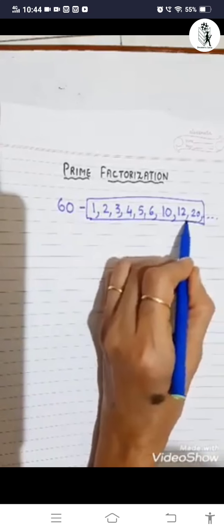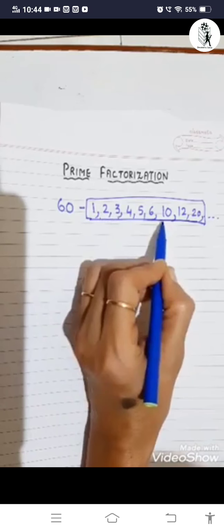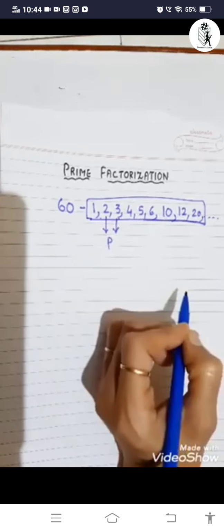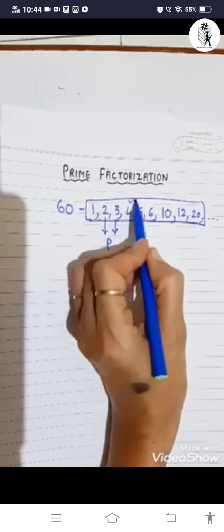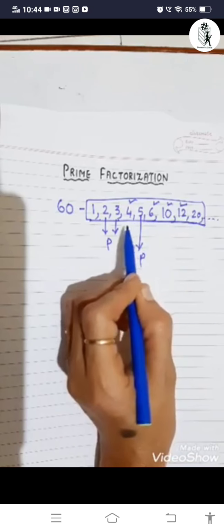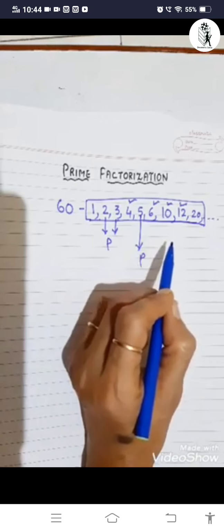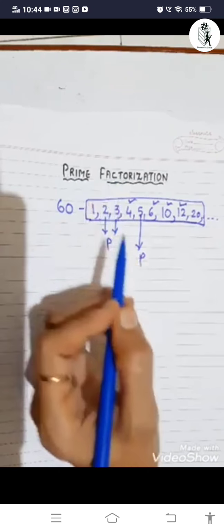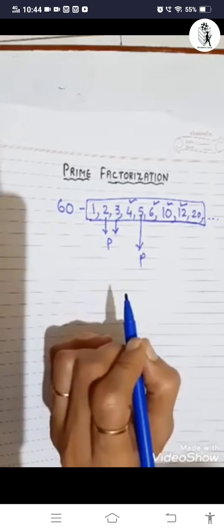Now simply talking about factors, these factors will be a mixture of prime and composite. Here 2, 3 and 5 are prime numbers, whereas 4, 6, 10, 12 are all composite numbers. Factors may comprise both prime as well as composite. But when we talk about prime factorization, the factors have to be only prime numbers.